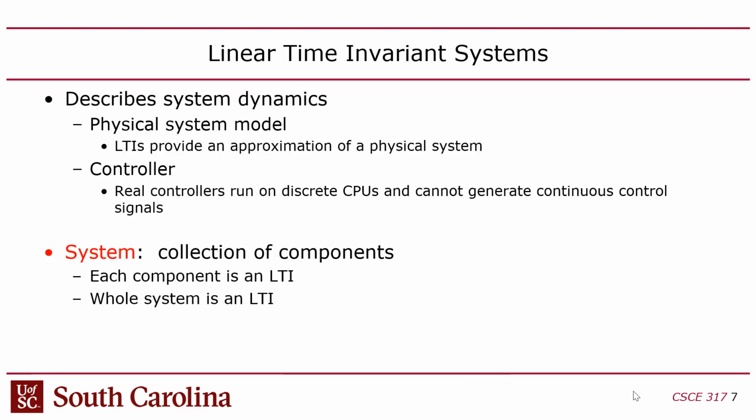So I talked about some examples, and then we talked about linear time invariant systems. So this is one way that you can model both a controller and a plant as an LTI. An LTI describes the dynamics. And so, as I mentioned, you can use this to model both the system and the controller. Or the physical system model, meaning the plant, and the controller, which is the thing that's controlling it.